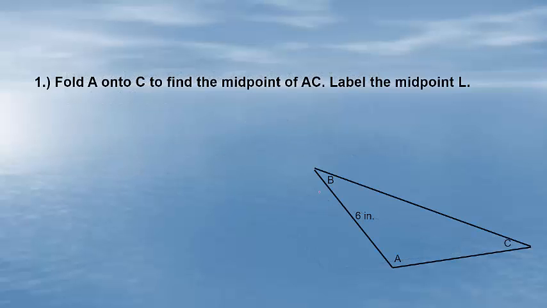So what you're going to do is find the midpoint, about the halfway point, of AC. Make it exact. I want you to take your corner A, and literally just fold the line over itself until corner A is on top of corner C. The line should be basically folded in half. When you do that, unfold it, and there should be a crease down through the midpoint. I want you to label that midpoint L.